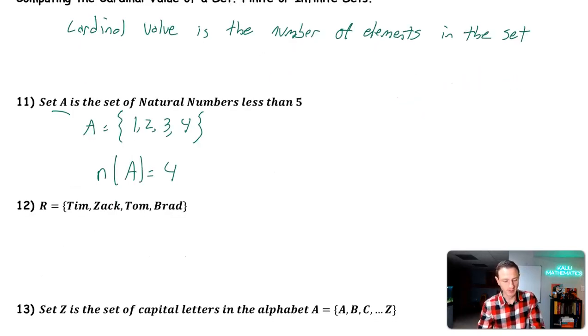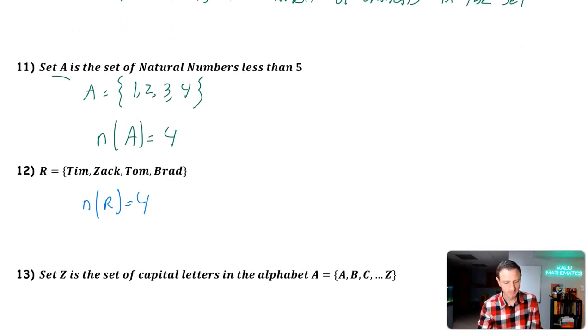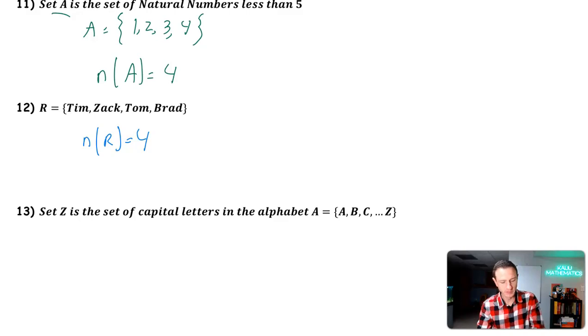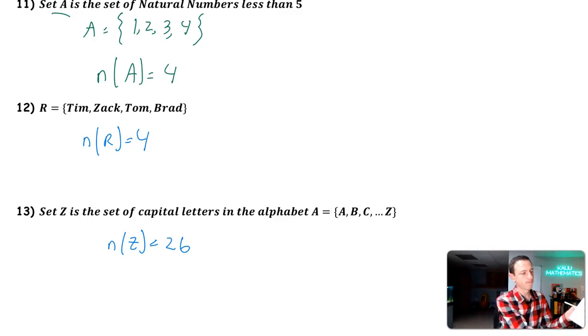Number 12: R is equal to Tim, Zach, Tom, and Brad. These are the members of Rage Against the Machine, if you're not familiar. There are 4 elements in this set, so the cardinal value n of R is equal to 4. Set Z is the set of capital letters in the alphabet, A, B, C, D, all the way through Z. That's 26 letters in the alphabet, so n of Z equals 26.